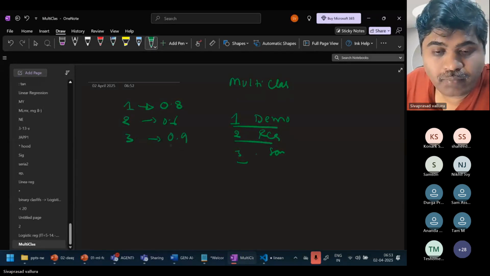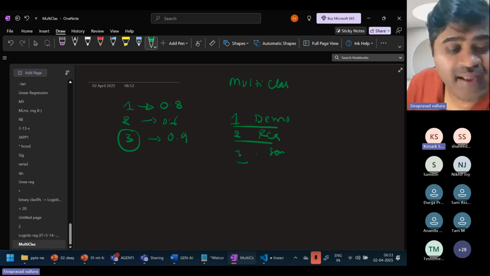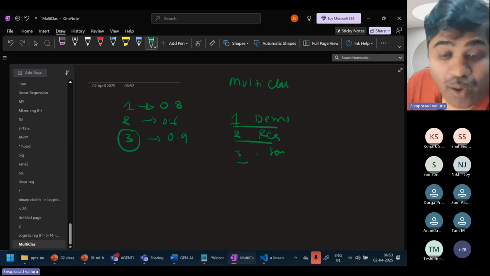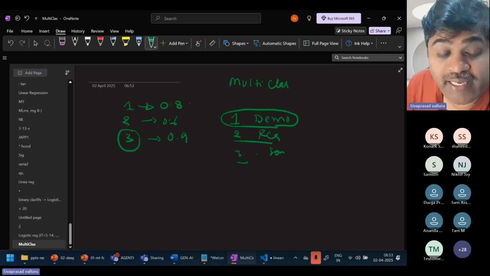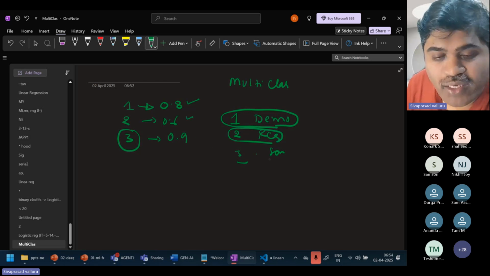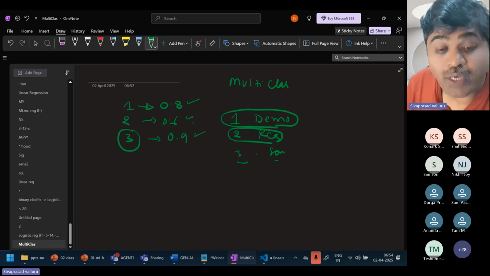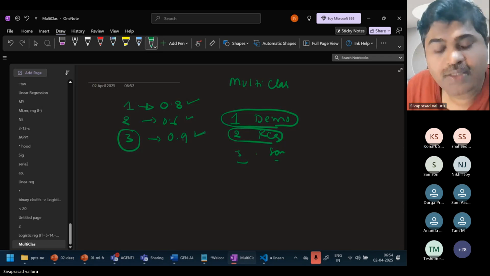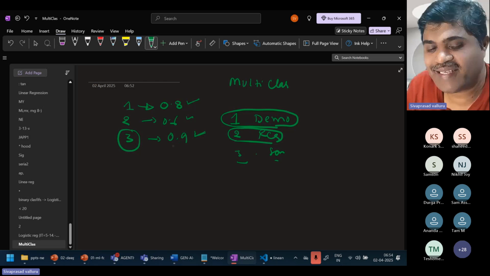Tell me, what should be the output after logistic regression in this case? 3. It's a summation, so 3 divided by 3. Not divided. See, we'll get the probabilities. Whether he'll vote for Democratic Party or not, it is 80% probability. Whether he'll vote for Republican Party or not, it is 60% probability. For some other party, it is 90%. So among all, what is the majority? The output of my logistic regression will be 3.